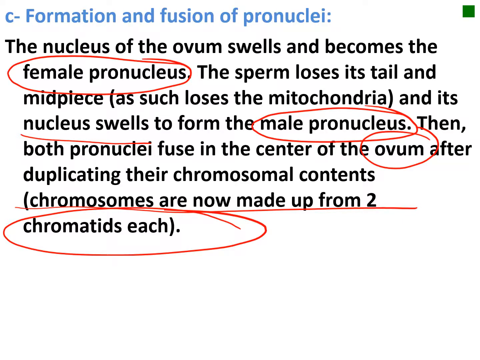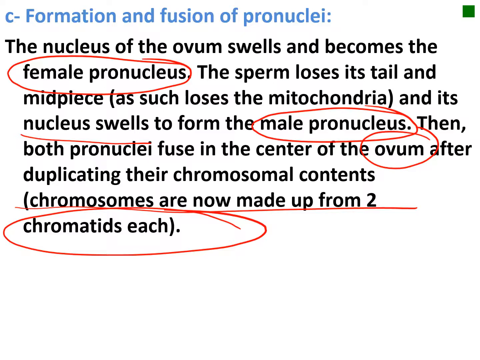Formation and diffusion of the pronuclei. The nucleus of the ovum will swell and become the female pronucleus. The sperm will lose its tail and its midpiece, and so it will lose the mitochondria, and the nucleus will swell, forming the male pronucleus.